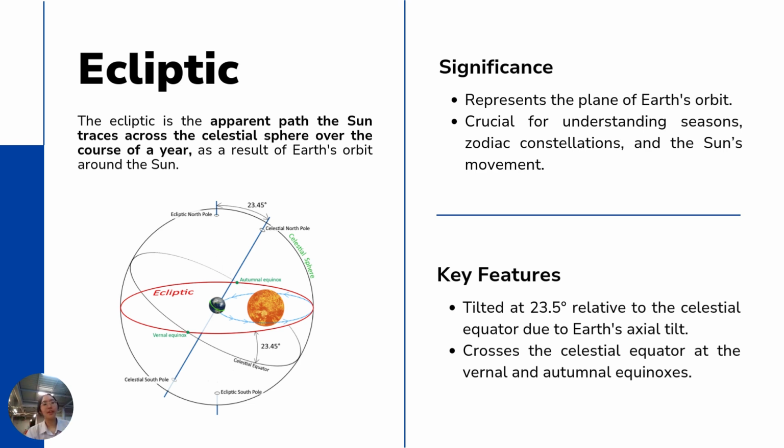The significance of the ecliptic is that it represents the plane of the Earth's orbit. It's also crucial for understanding the seasons changing and the zodiac signs. For the key features, as I've mentioned, it is tilted at 23.5 degrees relative to the celestial equator, as the axis of the Earth is also tilted, and it crosses the celestial equator at the vernal and autumnal equinoxes.